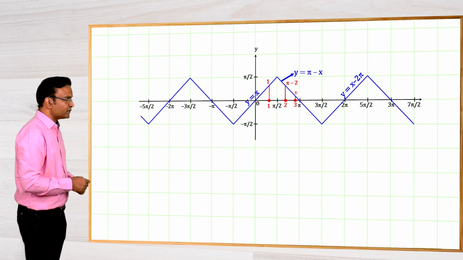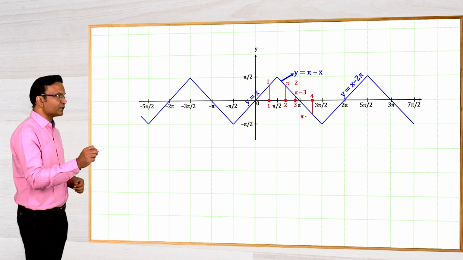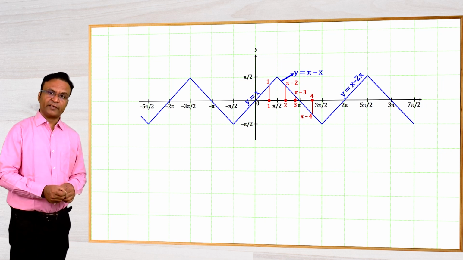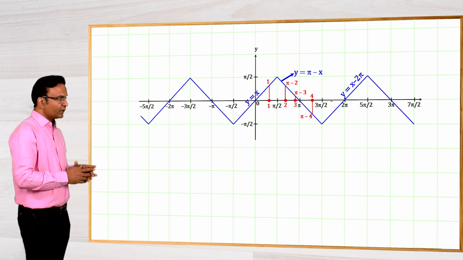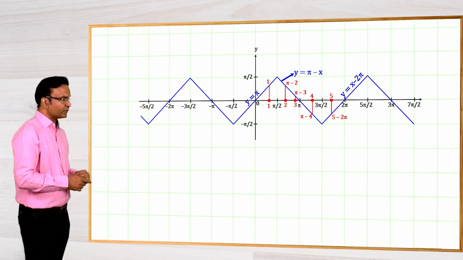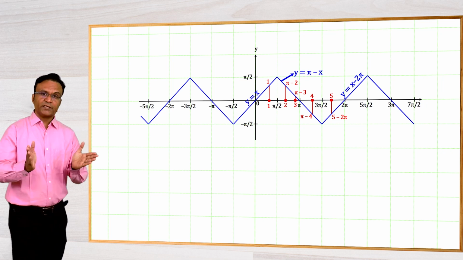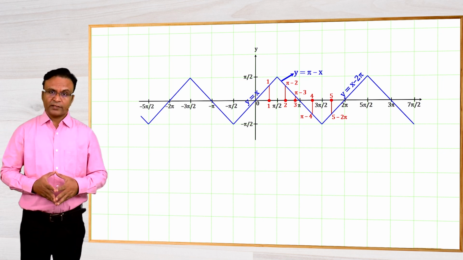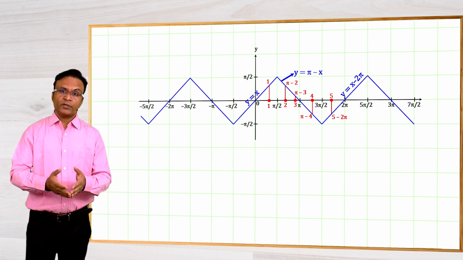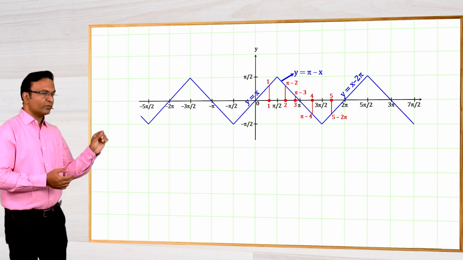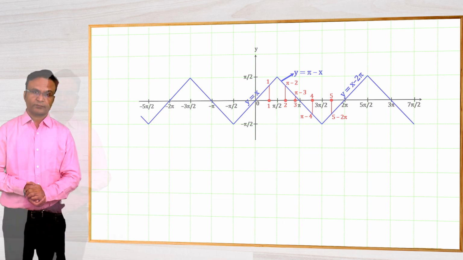Similarly for x is equal to 3 and x is equal to 4, we have pi minus 3 and pi minus 4 respectively. Now x is equal to 5. This point falls in the region where the function is x minus 2 pi. So we have the principal value of sin inverse of sin 5 is equal to 5 minus 2 pi.